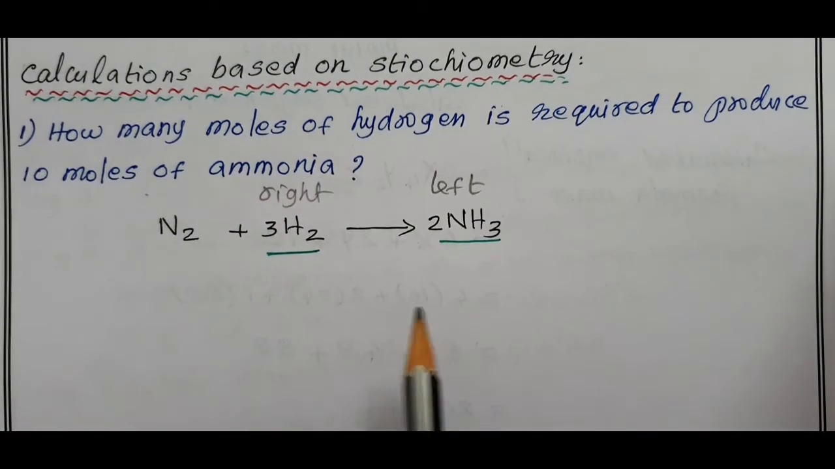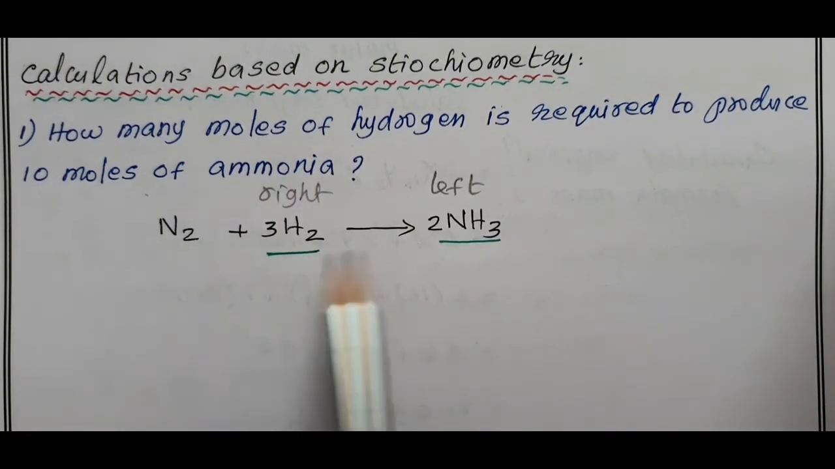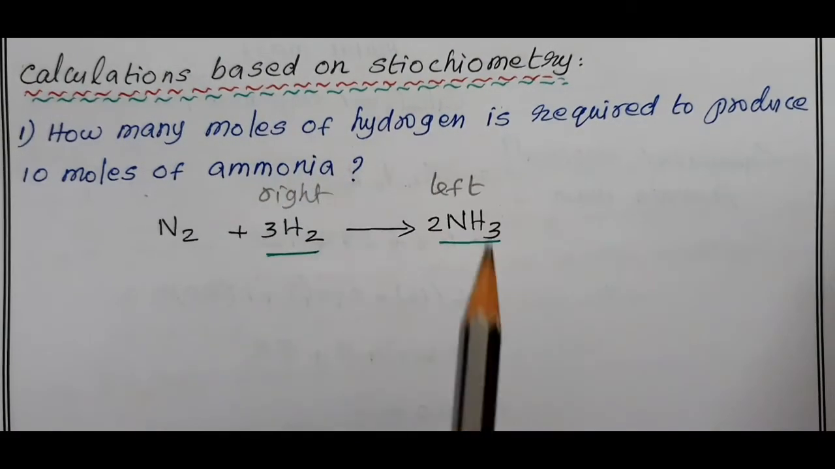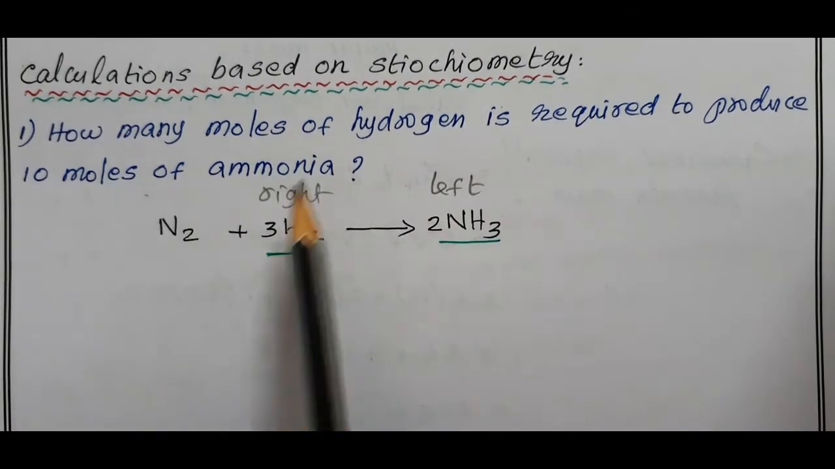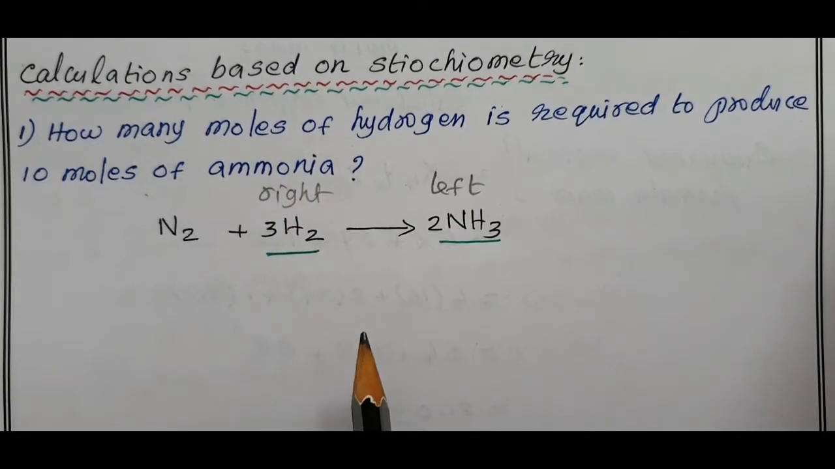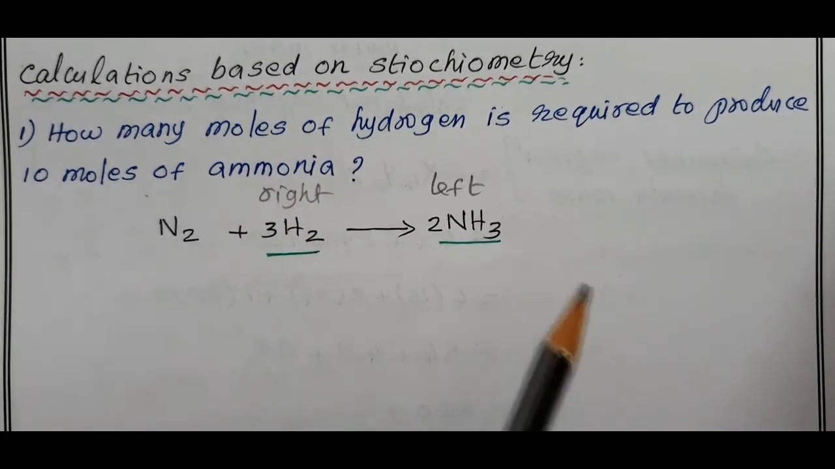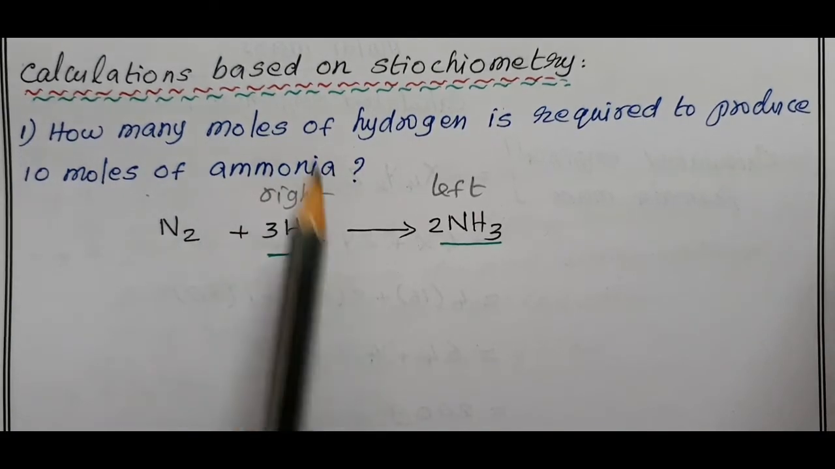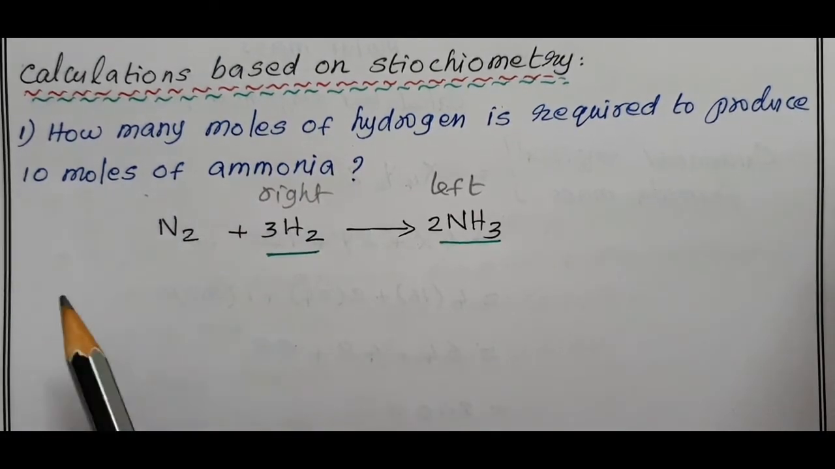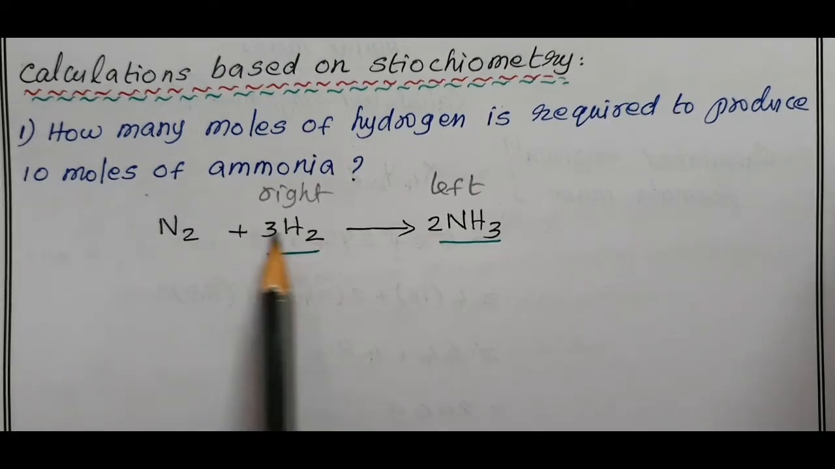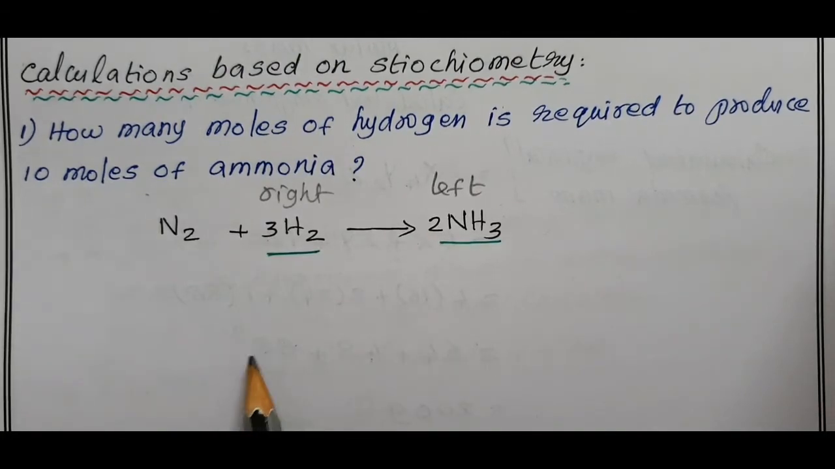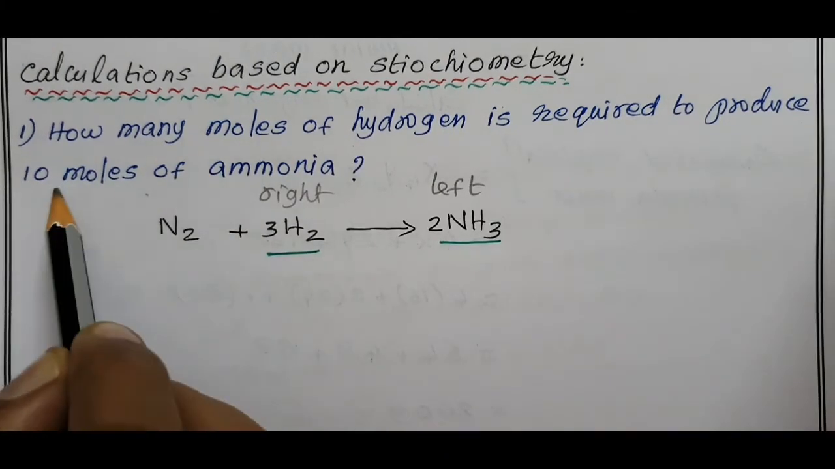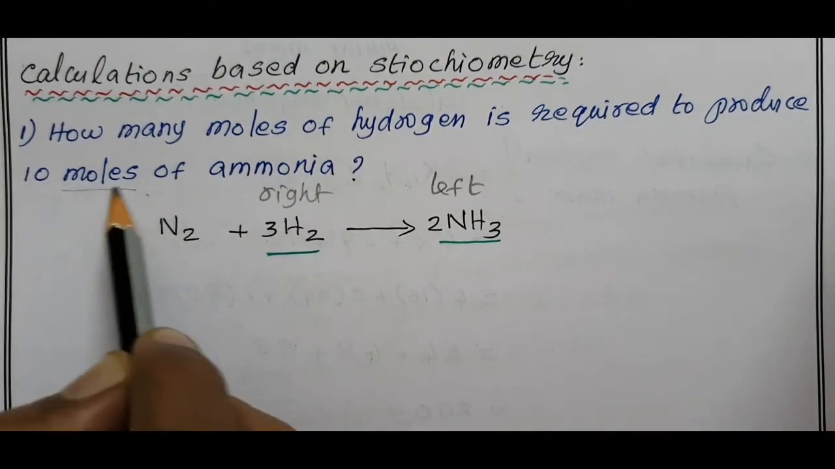Remember, we will write two sentences to calculate the stoichiometric problems. To calculate any value using the stoichiometric equation, the first sentence is always from the equation, second sentence is from the problem. First sentence we have to write from the equation, second sentence from the problem. Now, mole is given in our problem, mole is asked.